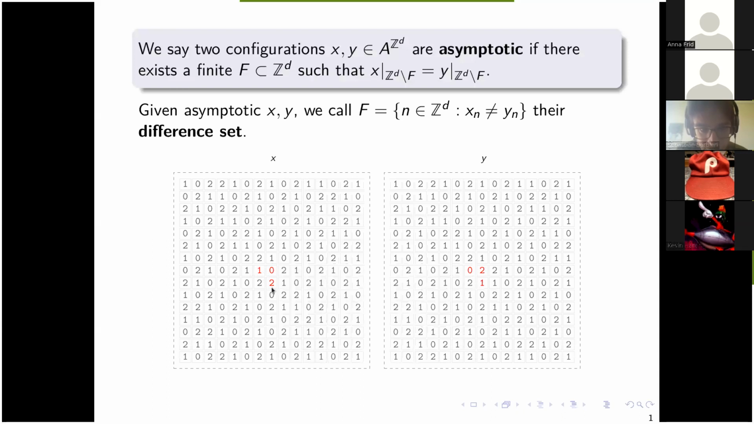Can you see my pointer? Yes, yes, we can. Great, great, great.